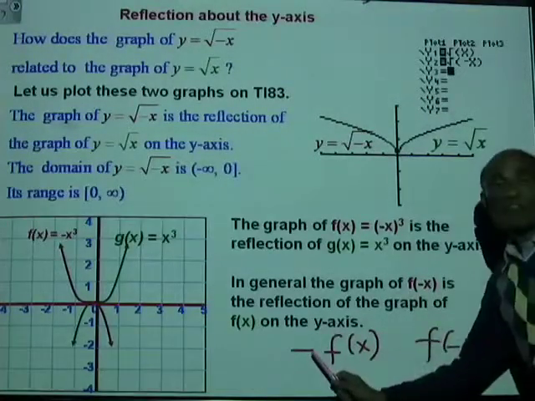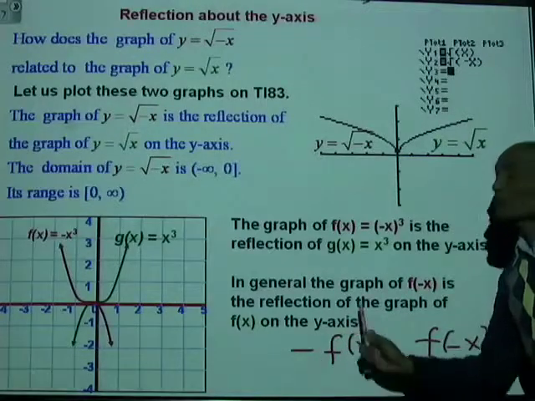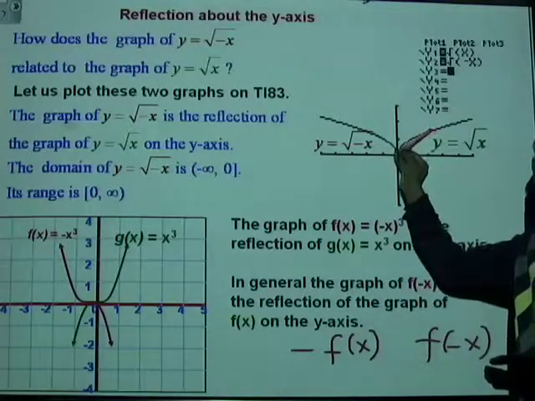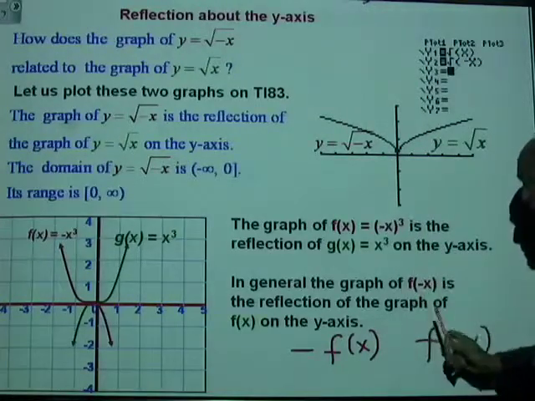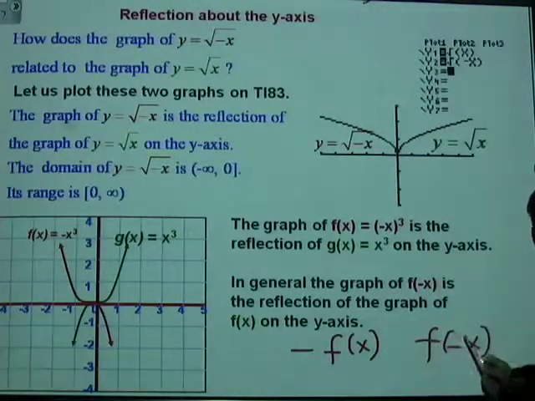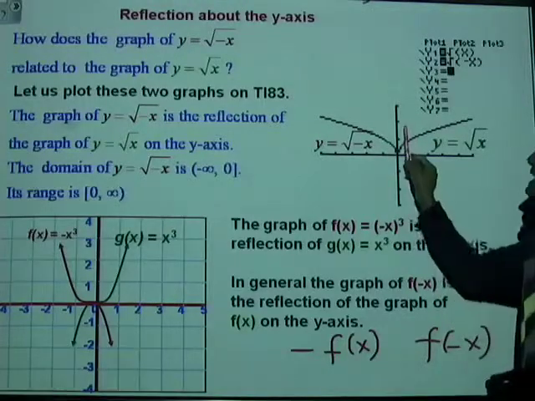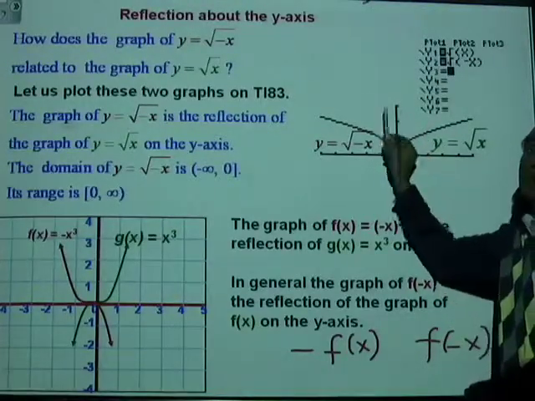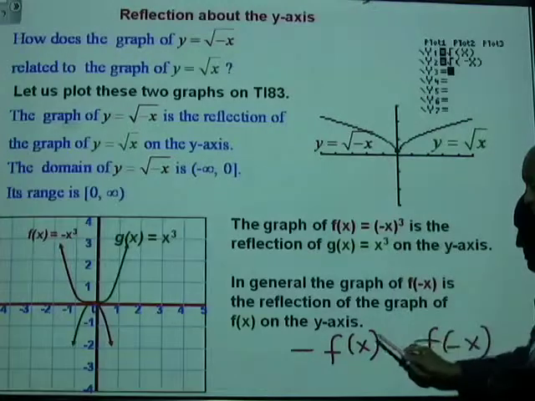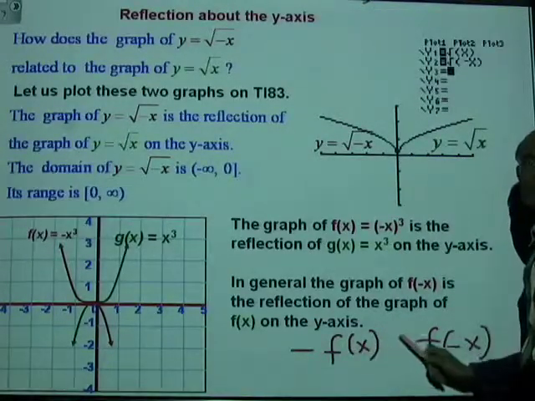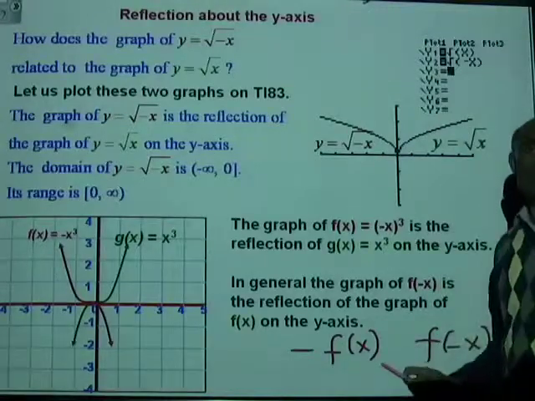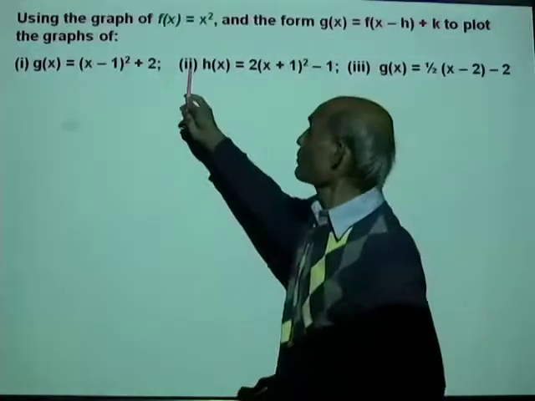Well, the graph of -f(x) is obtained by reflecting the graph of f(x) on the x-axis, whereas the graph of f(-x) is obtained by reflecting the graph of f(x) on the y-axis. I want you to understand the difference between these two. -f(x), f(-x). Alright, let's practice with more examples.